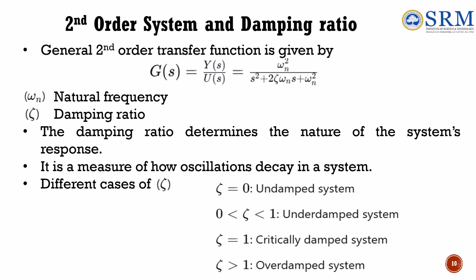Based on the damping ratio, that is zeta, we can have different types of system. So depending on the value of zeta, we have four types of systems. When zeta equal to 0, the system is known as undamped system. When zeta value is in between 0 and 1, the system is known as underdamped system. When zeta equal to 1, it is a critically damped system. And when zeta is greater than 1, that is known as an overdamped system.